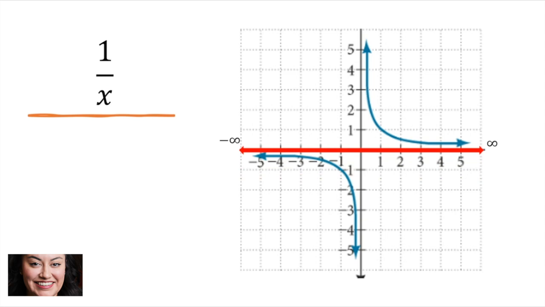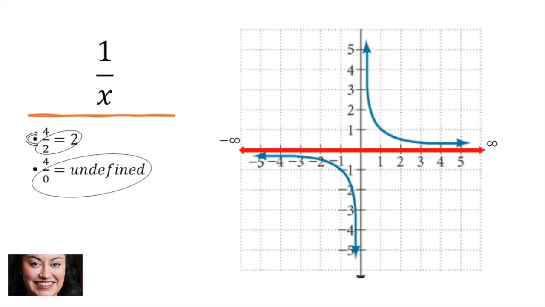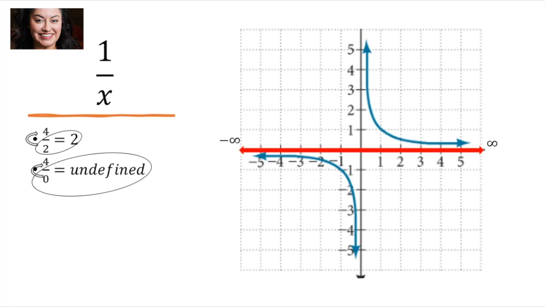So let's go ahead and remember what fractions are. If I have 4 divided by 2, it is equal to 2 because 2 times 2 brings you right back to 4. But if you have 4 divided by 0, it is said to be undefined because nothing will multiply with 0 to bring you back to 4. So that means that our denominator, which in our case is an x, cannot equal 0. Because once again, nothing will multiply with 0 to bring us back to our numerator.